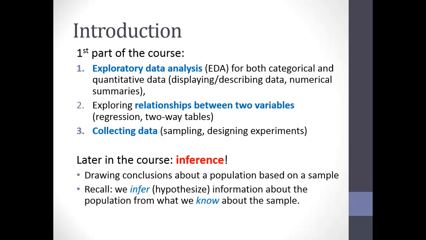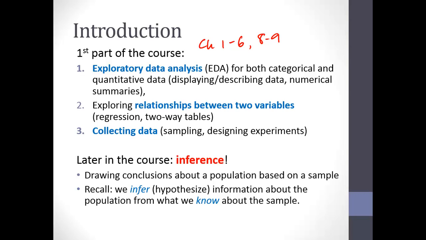So again, if you remember the first part of the class, chapters 1 through 6, we did exploratory data analysis, where we looked at displaying data and describing data. That was chapters 1 and 2, maybe even a little bit of 3. Then in chapters 4, 5, and 6, we looked at exploring relationships between two variables. So we looked at scatter plots, regression, and two-way tables.